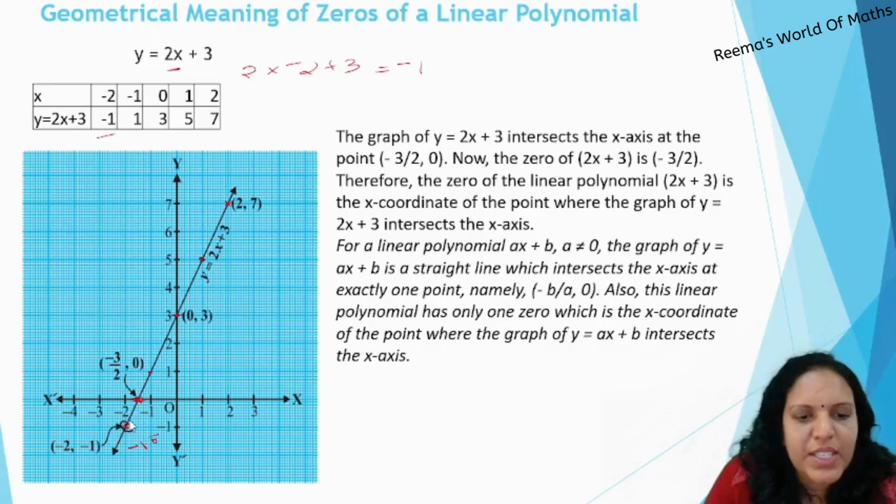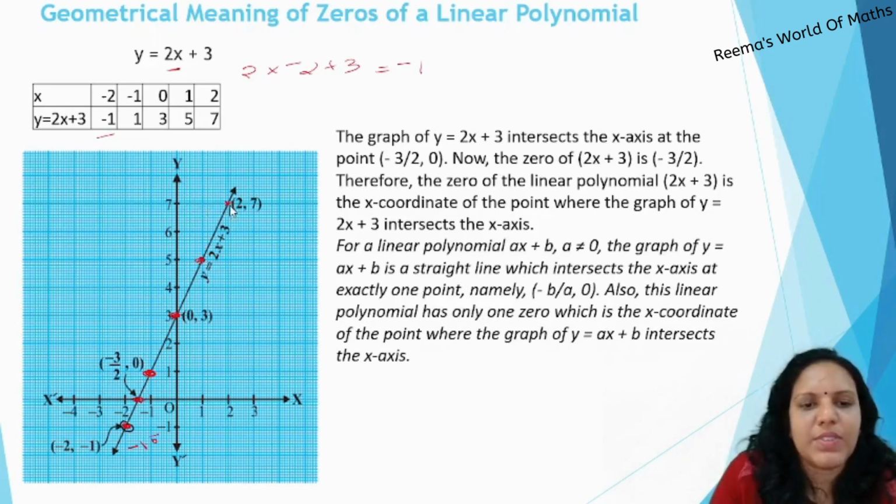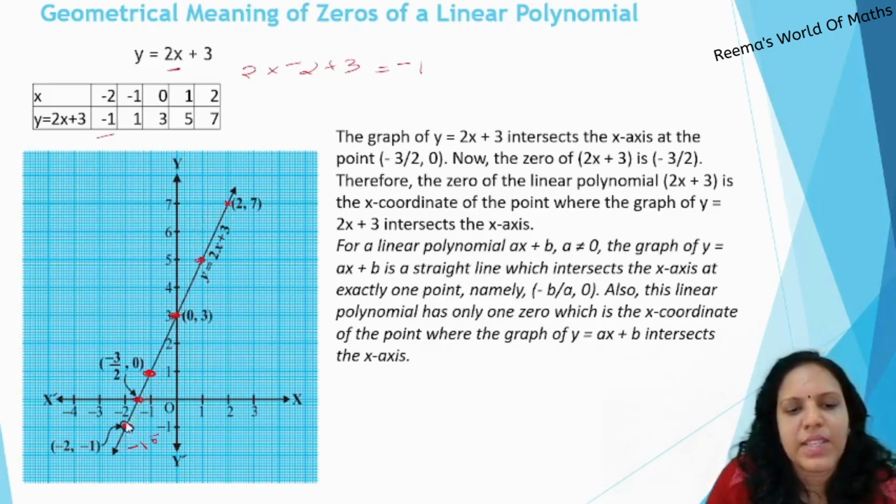In this picture, the first one is minus 2. When x is minus 2, y is minus 1. So the coordinates are x is minus 2 and y is minus 1. This is the first point which I have marked here. The second one is minus 1 and 1, which is this. The third point is 0 and 3, which is marked on the y-axis, and we have the fourth one, 1 and 5, which is here, and the last one, 2 and 7, which is here. When we connect these points, we get a straight line.